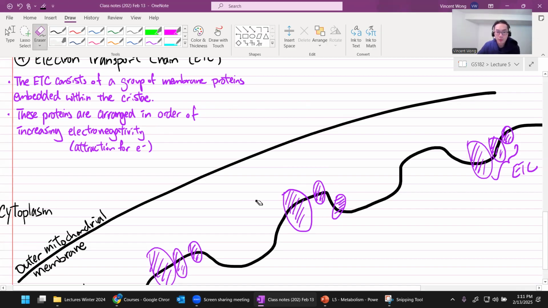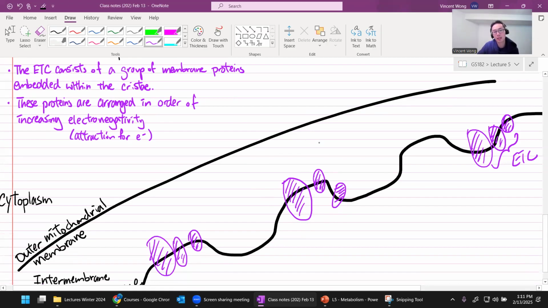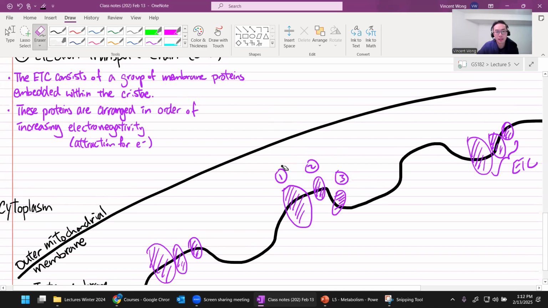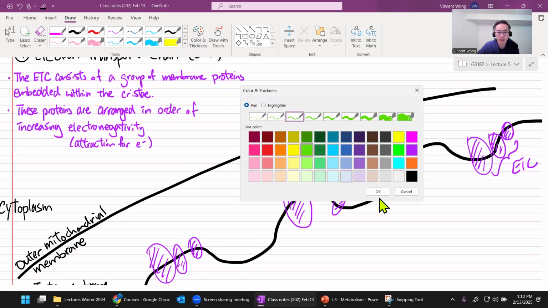Okay, so we have three proteins here. There are actually five if you read it in the textbook or whatever, but for simplicity, I'm just going to put three. One, two, three. You don't have to write this. Just listen to me explain. So what does increasing electronegativity mean? Two has higher attraction for electron than one, and three has higher attraction for electrons than two. What that means is, again, don't draw this. I'm just explaining, I'll erase it after.